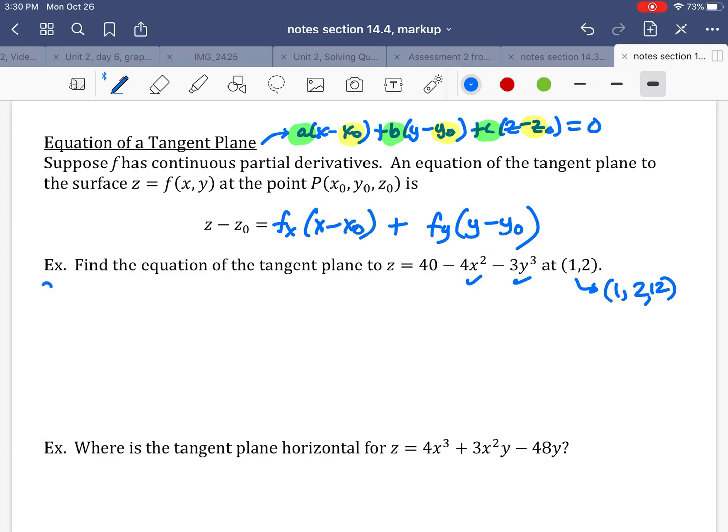All right, so I need fx and I need fy. If I look across there, the derivative of z with respect to x is negative 8x, and with respect to y is negative 9y squared. If we plug in the numbers 1 and 2, because that's the point we're trying to do this at, I get negative 8 for my fx, and I get negative 9 times 4, so I get negative 36 for that one. So I'm just going to plug it in.